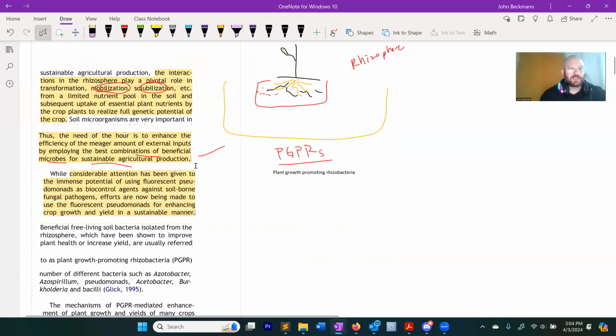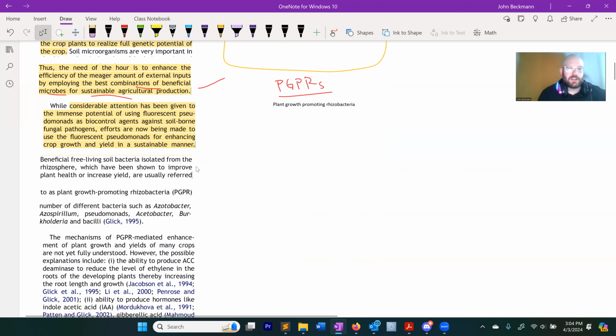Let's see, what else is said? While considerable attention has been given to the immense potential of using fluorescent pseudomonads as biocontrol agents against soil-borne fungal pathogens. Okay, so let's dissect this. When they originally discovered PGPRs, the term PGPR was coined by Joseph Klepper, who was a professor in our department. Actually, he's emeritus professor right now, so he is retired. But he originally coined the term PGPR, and the original paper is something like 1980. It's either Nature or Science, can't remember.